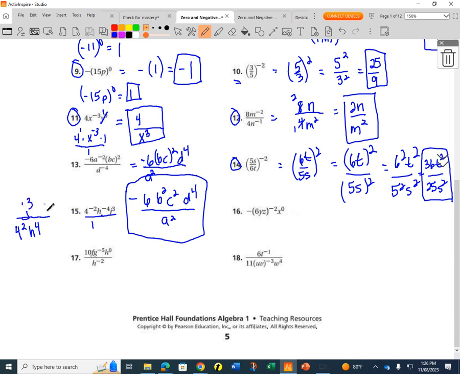So now I'm going to simplify 4 squared, so my final answer is going to be J to the 3rd power divided by 4 times 4. 4 squared is 16. H to the 4th power. That's number 15. Any questions? Alrighty. Number 16.